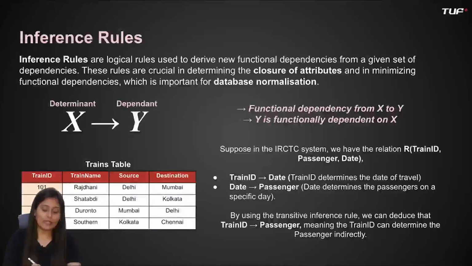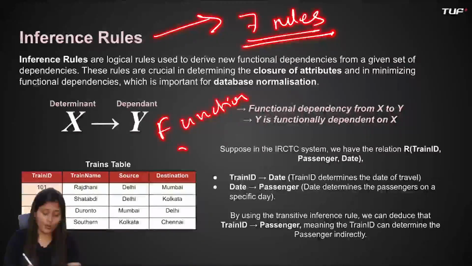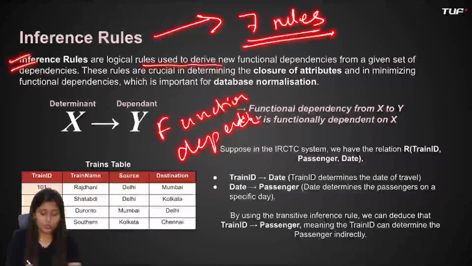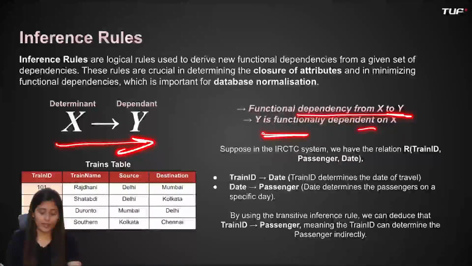So, inference rules. In the last lecture, we have already learned about 7 different types of rules with the help of which we can find new functional dependencies from the given functional dependencies, right? These are the logical rules used to derive new functional dependencies from a given set of dependencies, and it is important in data normalization. The left part is called the determinant, we know, and the Y part is called the dependent.